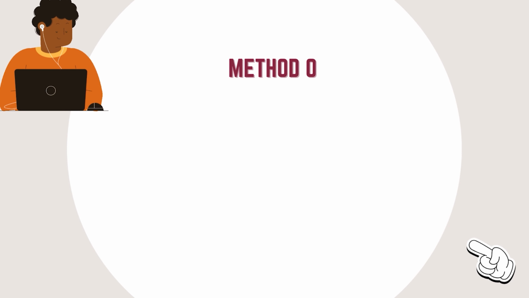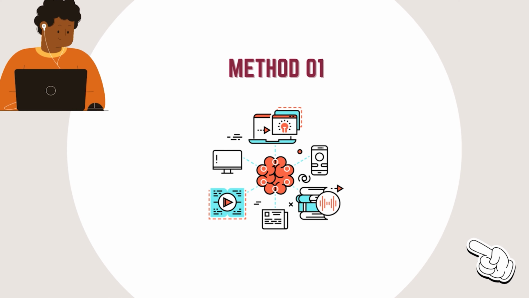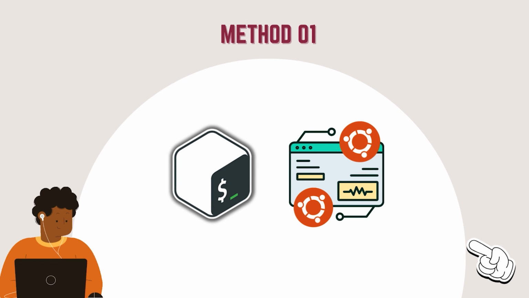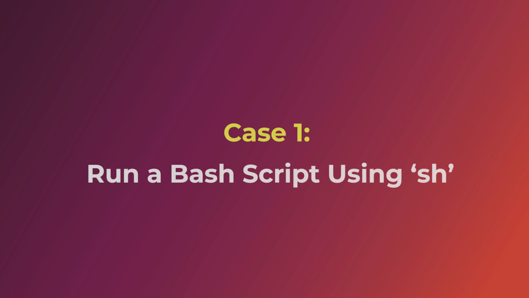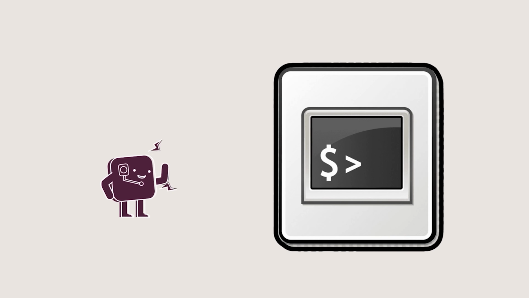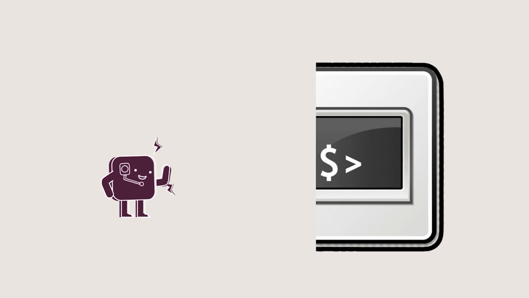In the first method, I will show you 5 different cases through which you can run your bash script using the Ubuntu system's command line interface. So let's see it in detail. The first case of running a bash script is by using the Bourne shell interpreter, in short the sh interpreter.